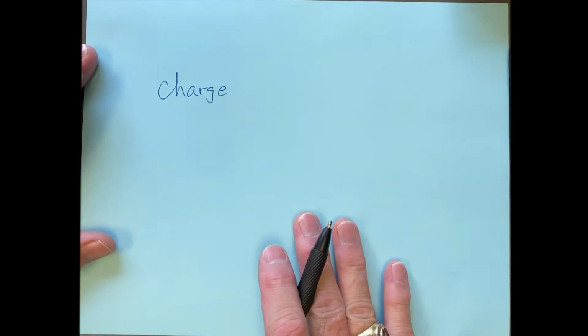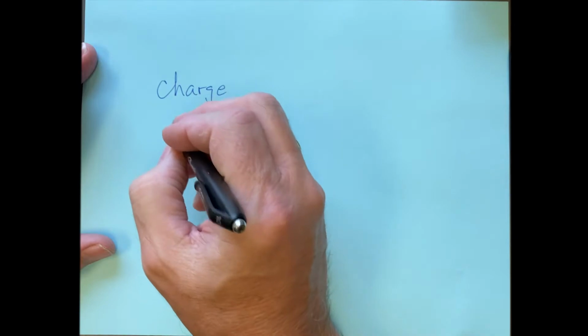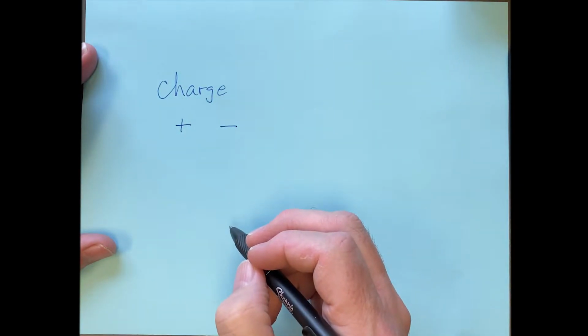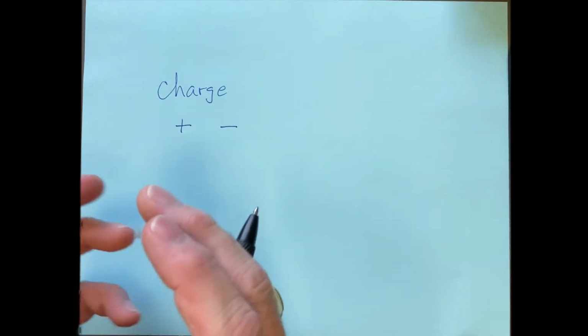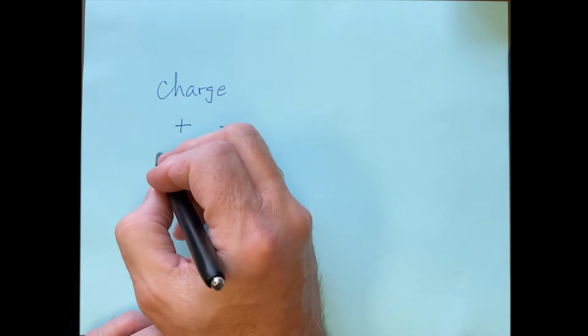All right, let's begin with charge. What do we know about charge? Well, there are basically two types of charge. There is positive charge and there is negative charge. Now, charges come in all shapes and quantities of charge, but if you break down positive charge, you end up with essentially a proton.